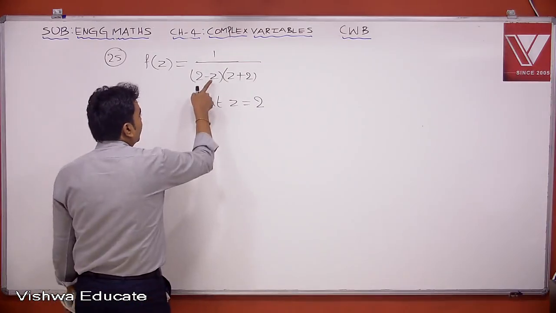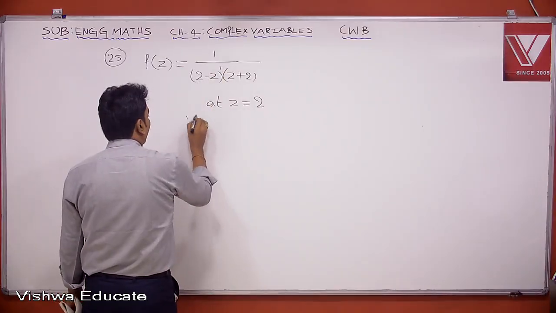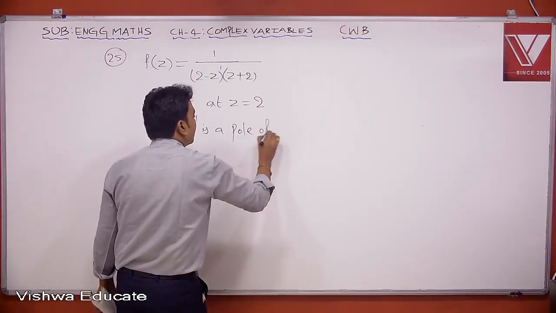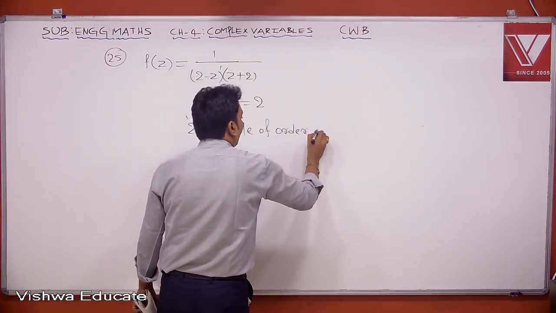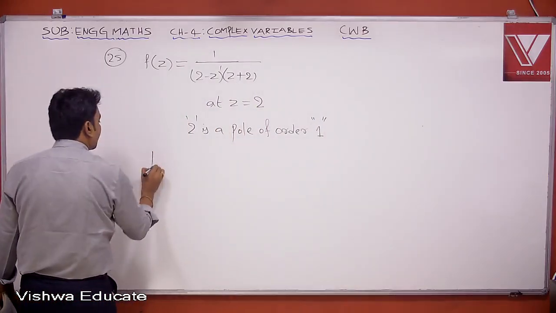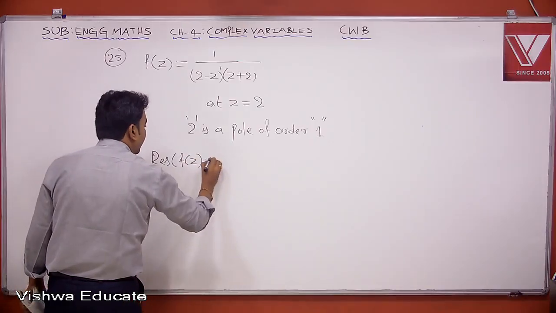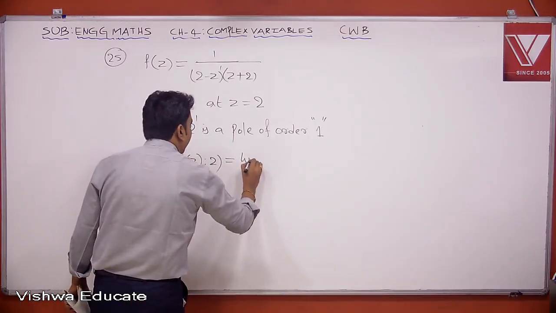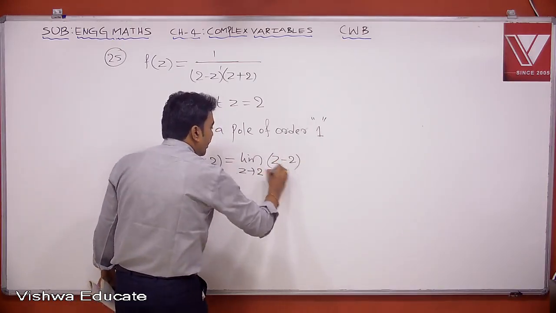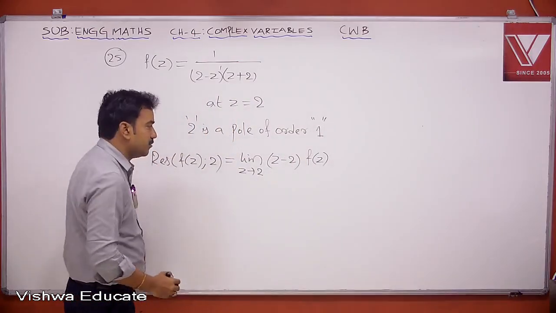Now here you can see what is the power of 2 minus z? It is 1. So therefore 2 is a pole of order 1. Therefore to get the residue, apply case 1. Residue of f of z at the pole 2 is given by limit z tends to 2 of (z minus 2) into f of z. I have applied case 1 to get the residue.